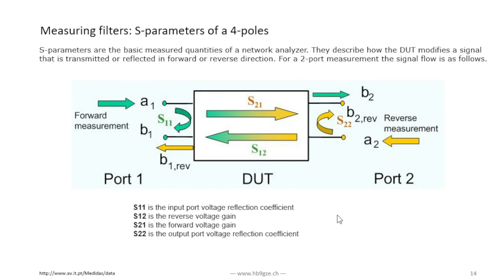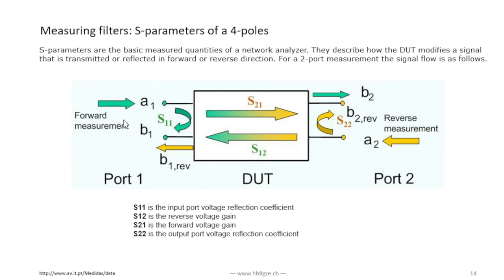Sometimes it's just not enough to describe your filter with a Bode plot and with some scope analysis. If you want to describe your filter in more detail, if you want to describe what is going to happen to a signal that is applied to a device under test, then you usually use S parameters to describe this situation better. S parameters can be calculated for any four pole. It can be a filter, it can be an amplifier, active, passive, anything that has four poles, two inputs, two outputs, with a port one and a port two. Any of these four poles can be described through S parameters.